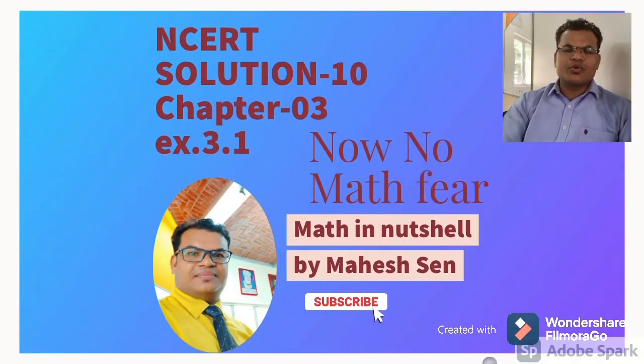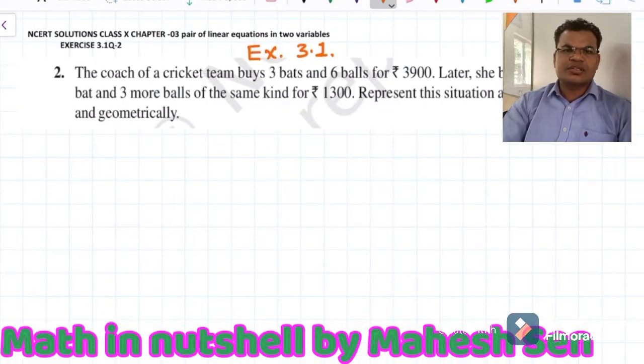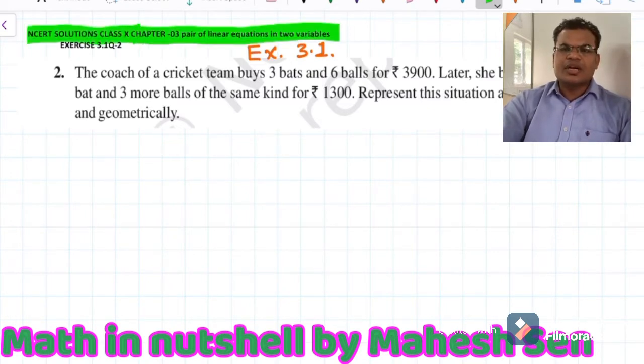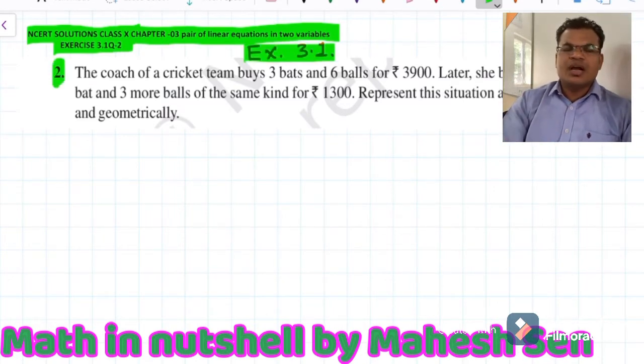Guys, today we are going to learn about the NCERT solutions for class 10th, chapter number 3, pair of linear equations in two variables. Last time, if you have seen my video, we did question number 1 of exercise 3.1. Now we are going to do questions number 2 and 3 in this video, and we'll go to the solution, the representation graphically and algebraically in this.